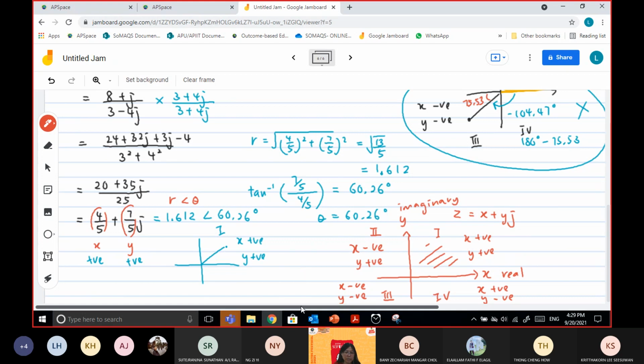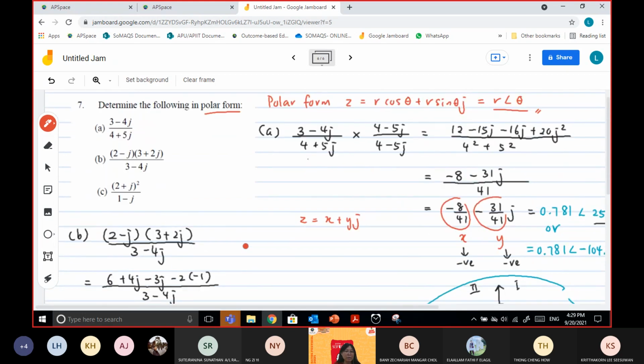Okay, almost 4:30 already. We still have one more question. I think I will just give you the answer because I have a student's appointment. If anything, we can proceed with this discussion tomorrow. This is our last answer. My answer is 3.54 angle 98.13. Is that tally with your answer?